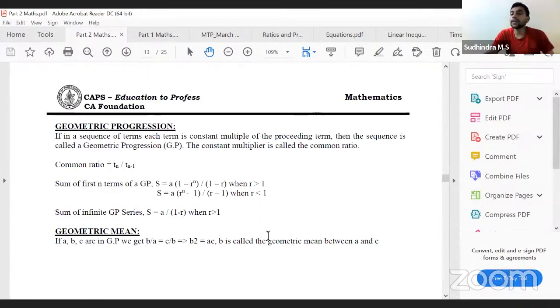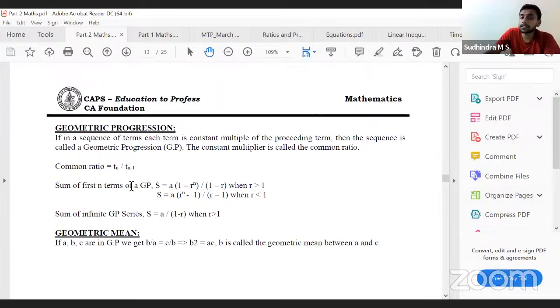Okay, next, geometric progression. We call a sequence a geometric progression when it has a common ratio, a common multiplier. So in this case, the sum of the first n terms depends on whether r, the common ratio, is greater than 1 or less than 1. If r is greater than 1, the sum of the first n terms is a into 1 minus r to the power of n divided by 1 minus r.